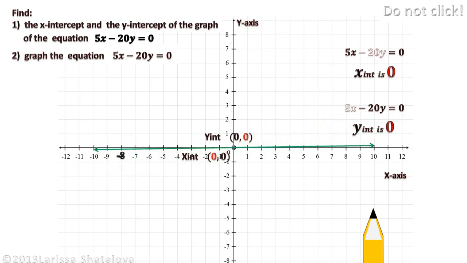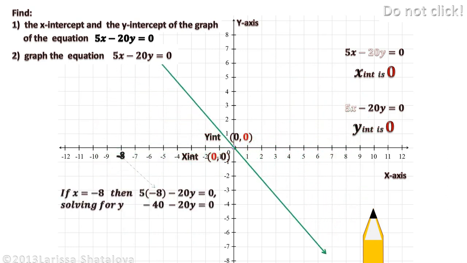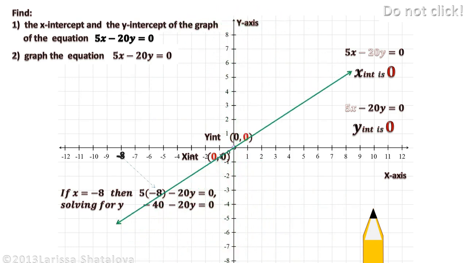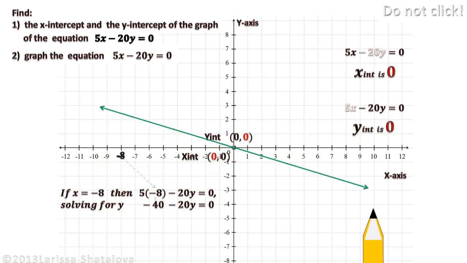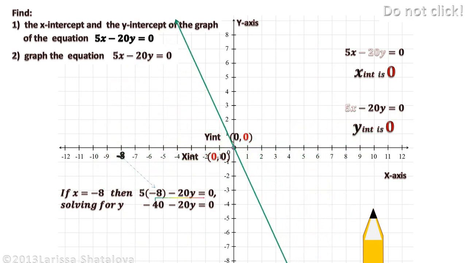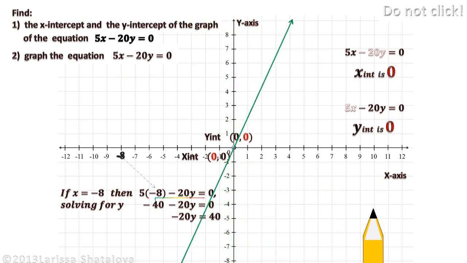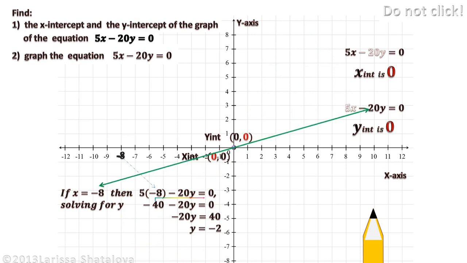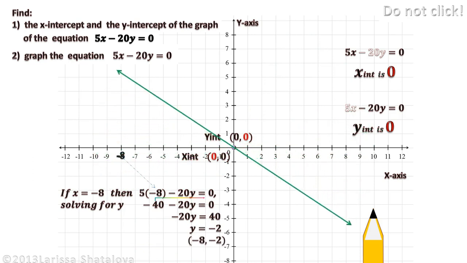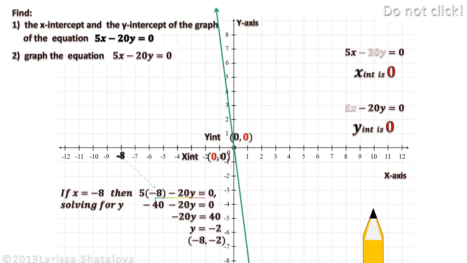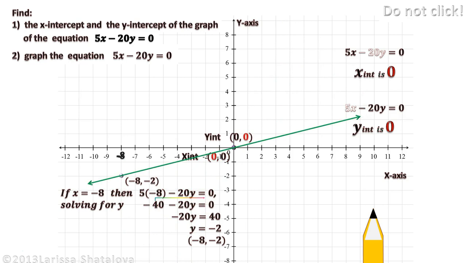And then I will replace x by negative 8 and solve for y. 5 times negative 8 would be negative 40. And now I'm moving negative 40 to the opposite side. So negative 20y is 40, or y is negative 2. So now I have a second point, negative 8, negative 2. I can plot this point, and now my line is placed in proper location.